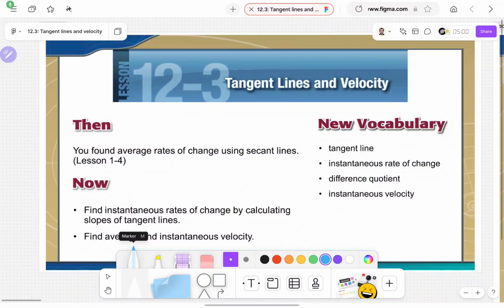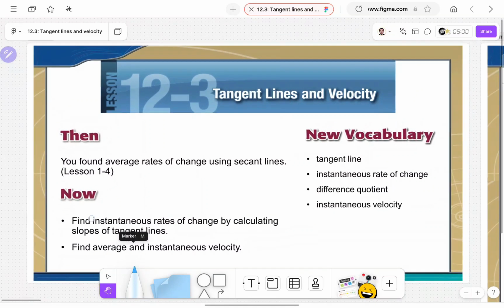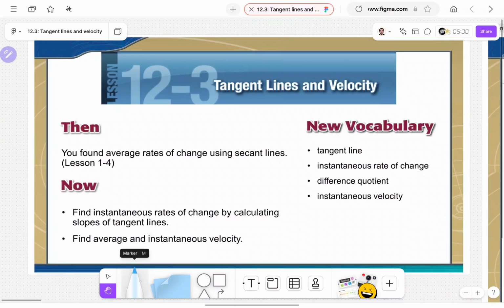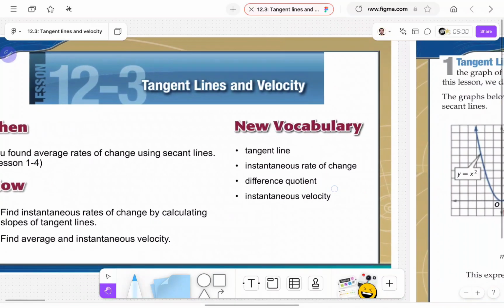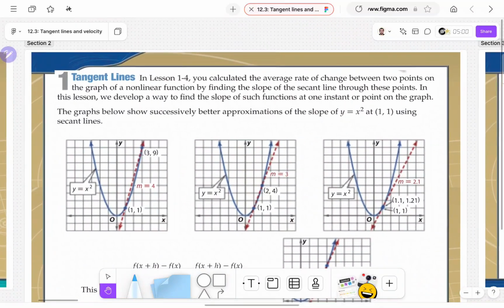Ismail is here. Today we're going to learn about lesson 12.3, tangent lines and velocity. Here we are expecting to learn two things, two objectives. The first one is we're going to find the instantaneous rate of change by calculating slopes of tangent lines, then find average and instantaneous velocity. So as you can see here, we are going to find the velocity and the slope of the tangent. Okay, let's start here with the tangent line.